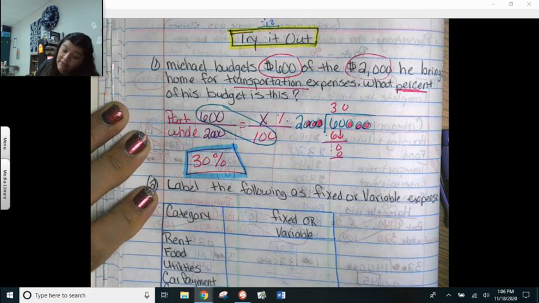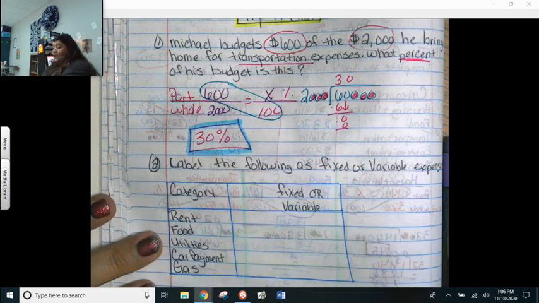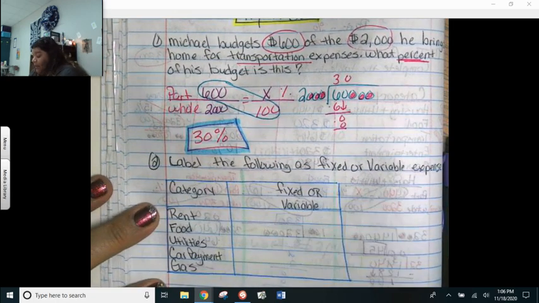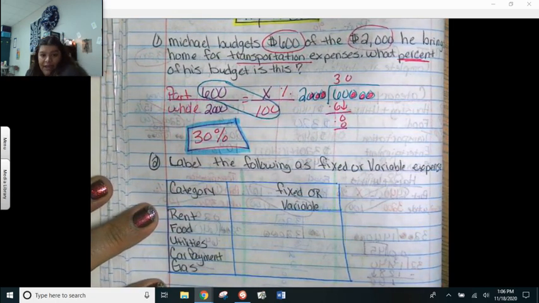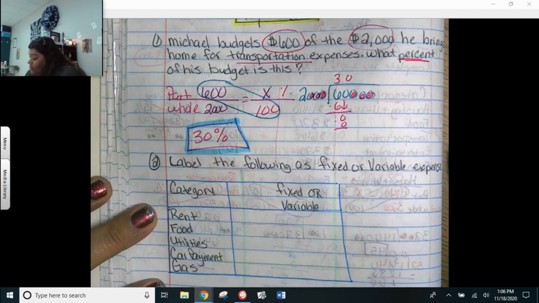That could be a car payment. That could be a bus ticket. You never know. If you live in a big city, that'll definitely be a bus ticket or a train ticket. So, how'd you do on that one? Okay, let's try the next one. And if you need help, Google Meets, I'm always there.